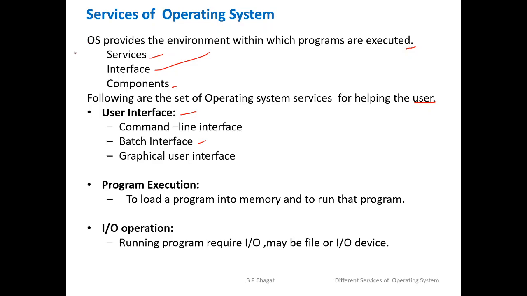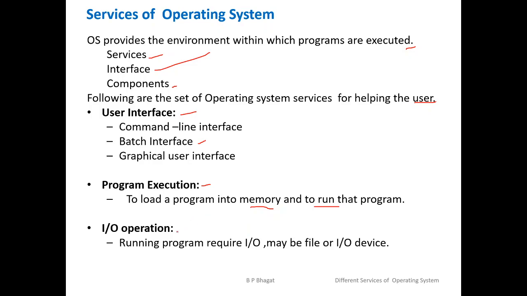Another service provided by the operating system is program execution. The system must be able to load a program into memory and to run that particular program. Now to do this, say for example, we want to work on Microsoft Word, this particular application. So what we will do, we will bring the Microsoft Word application from the secondary storage device to the main memory and then run it. Once executed, we will be able to use the Microsoft Word application.